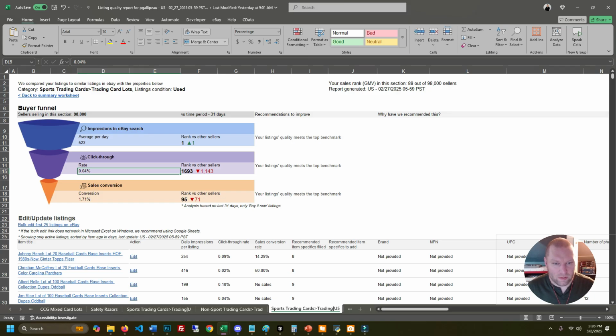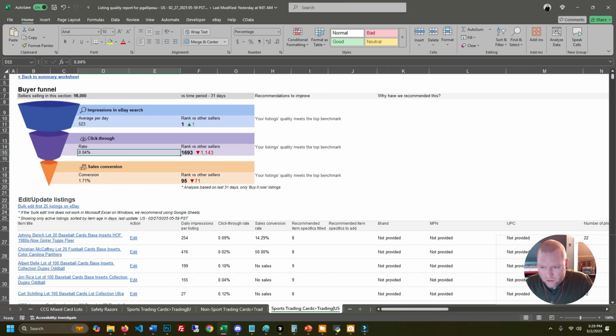It's a lot easier to go from 0.04% to 0.08% than it is to go from 1.71% to like 1.8%. And not only is it going to be easier to improve click-through rate, it's going to have a more dramatic impact on the store because it's the weakest link. Oh, that's something I talk about in another video.